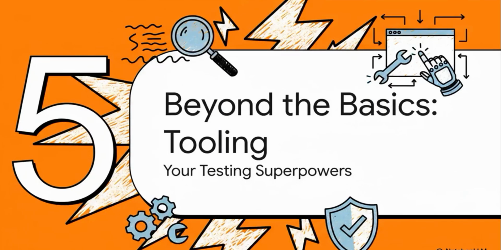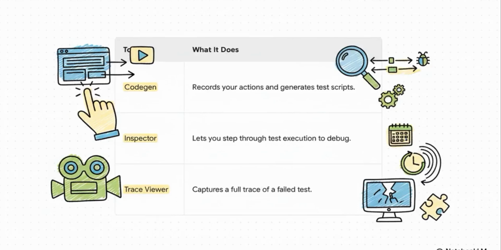Okay, so running tests is one thing, but we all know that writing and debugging them, that's where the real work is. And this is where Playwright goes from being a great tool to being an absolute game changer. The tooling it comes with, it's like getting a set of testing superpowers. So let's break down these superpowers. First, you have Codegen. This thing is amazing. You just click around your website like a normal user, and it writes the test script for you in whatever language you want. Then there's the inspector, which lets you pause your test at any point, step through it line by line, and really poke around.